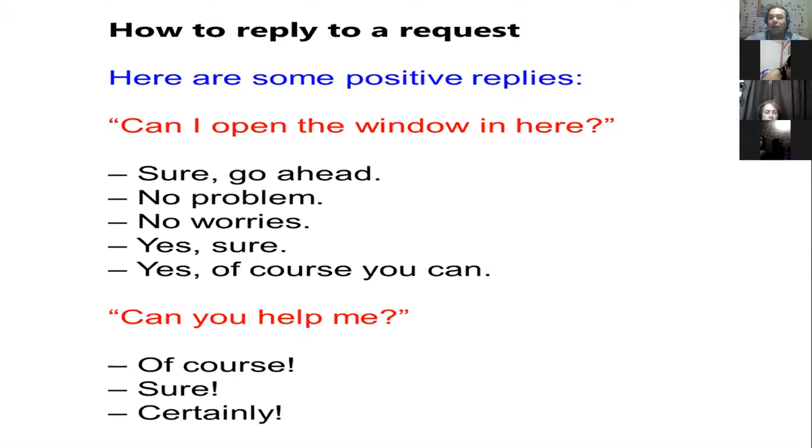Un ejemplo es, can I open the windows in here? Sure, go ahead. Okay, seguro, hazlo. No problem, no hay problema. No worries, por supuesto. Okay, el no worries también significa no te preocupes, y también es una expresión de decir you're welcome, es otra forma, ya lo vamos a ver. También, yes, sure, seguro, no hay problema. Yes, of course, you can. Sí, claro, por supuesto que sí, puedes. Okay, like that.